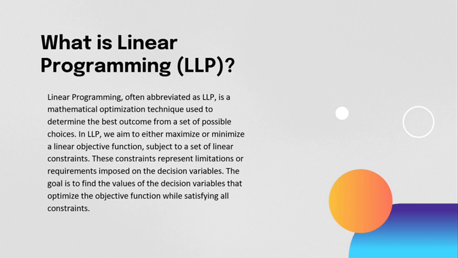What is linear programming? Linear programming, often abbreviated as LP, is a mathematical optimization technique used to determine the best outcome for a set of possible choices. In LP, we aim to either maximize or minimize a linear objective function subject to a set of linear constraints. These constraints represent limitations or requirements imposed on decision variables. The goal is to find the values of decision variables that optimize an objective function while satisfying all constraints.